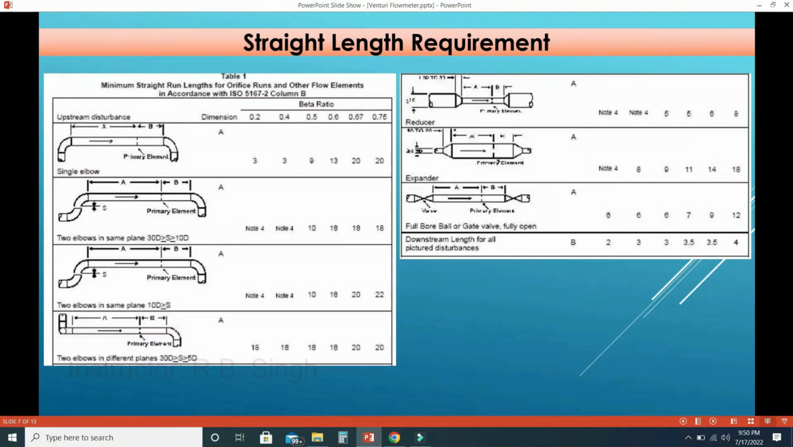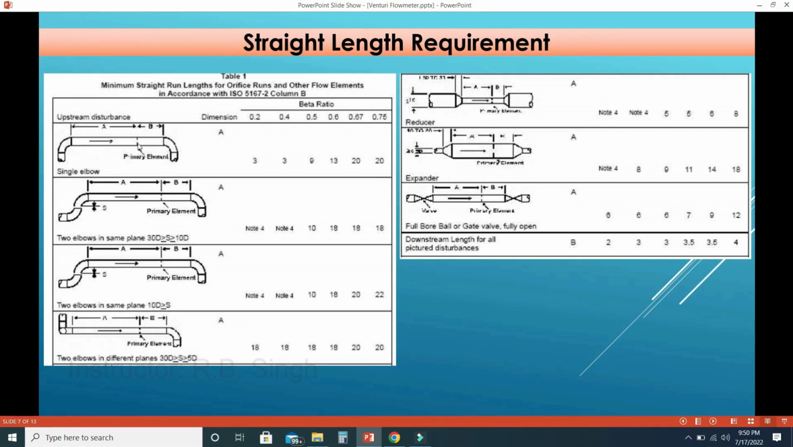This is the straight length requirement of DP type flow elements. Already we have discussed in orifice. So these types of design are available, like single elbow, two elbow in same plane, and two elbow in same plane. So these types of different conditions are available.